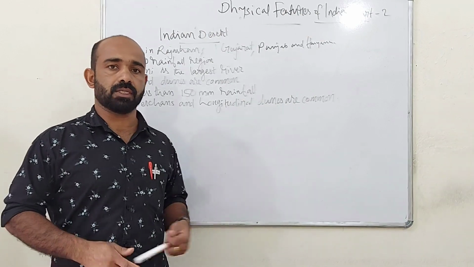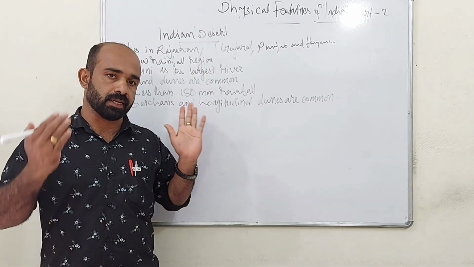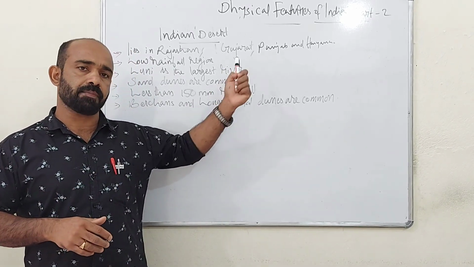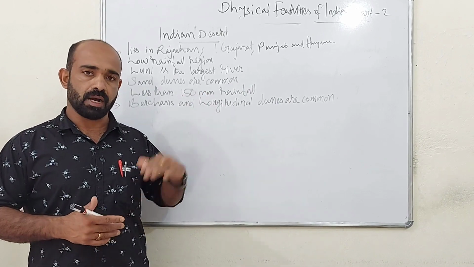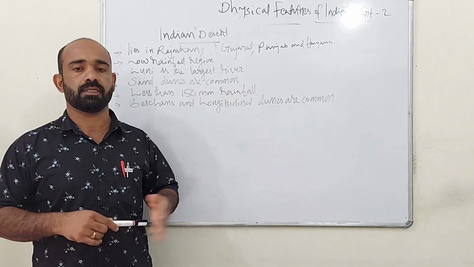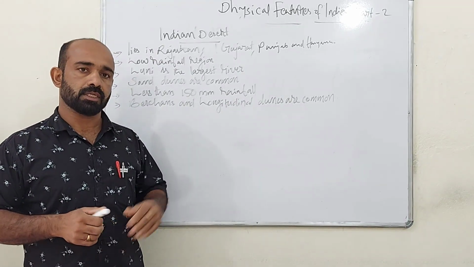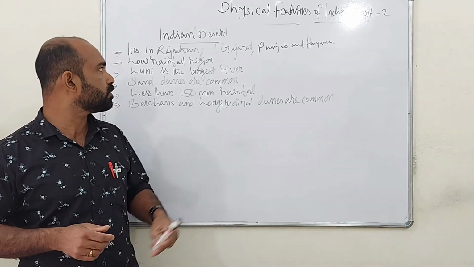Now, let us see the features of Indian desert. Our Indian desert is located in Rajasthan, Gujarat, Punjab and Haryana. Around 60% of this desert is located in the state of Rajasthan, and the rest of the portion is found in Punjab, Haryana and also Gujarat. Some portions of this desert are found in Pakistan also.